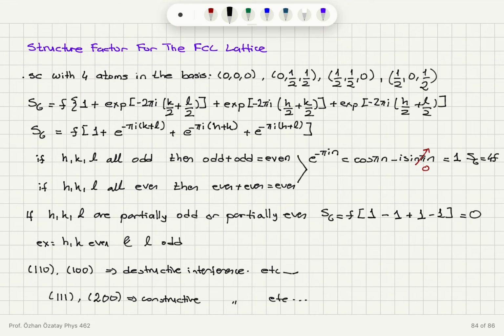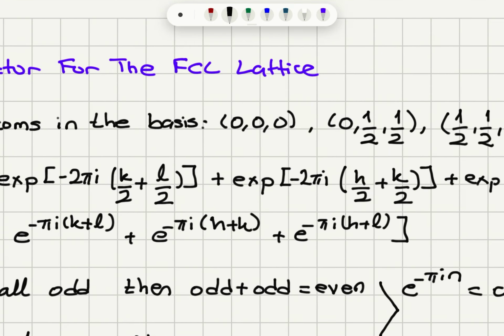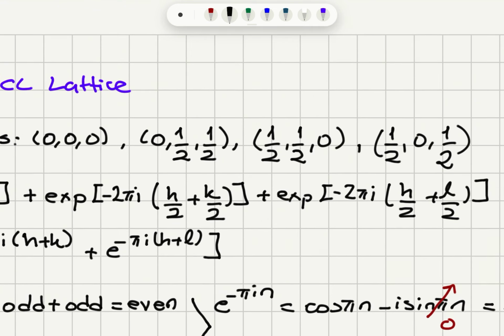Now I can think of the face-centered cubic lattice as a simple cubic lattice with 4 atoms in the basis. What would that be? 0, 0, 0, the corner, and then the 3 other atoms in the face centers. So you can put one atom in the corner, and then you can think about the three planes it has connections with. Those have the atoms at the face centers.